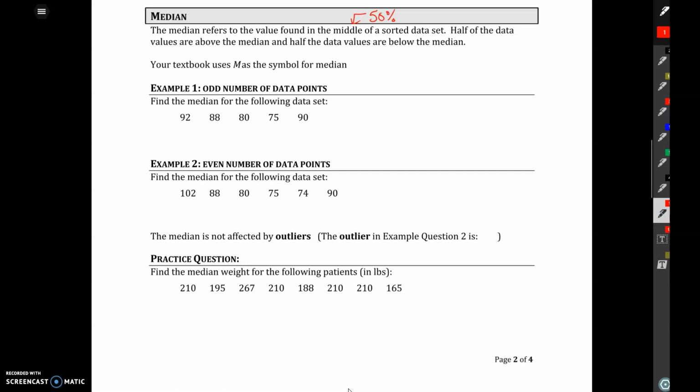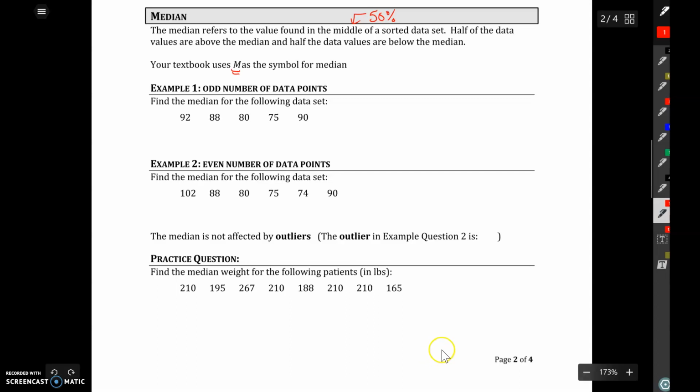So in order to find the median of the data set, it's important that the data is sorted from lowest to highest. Half of our data is going to be below the median, and half of the values are going to be above the median. Your textbook uses M for median, and it doesn't matter whether it's for a sample data set or a population data set.